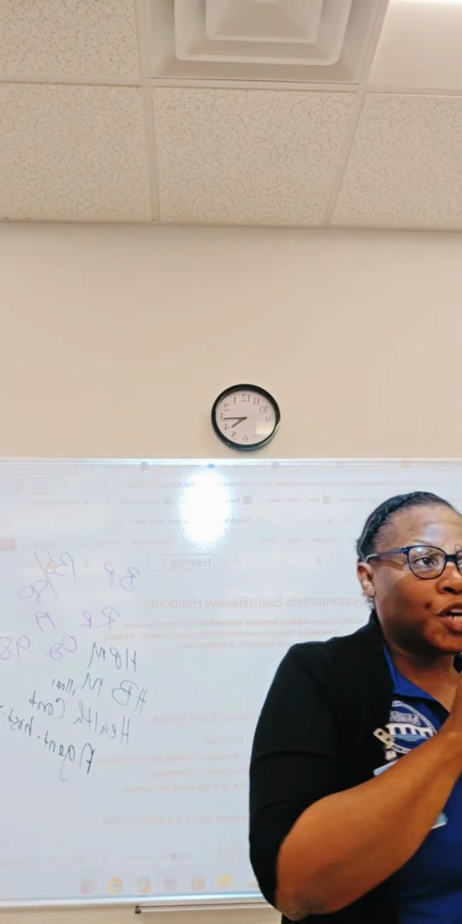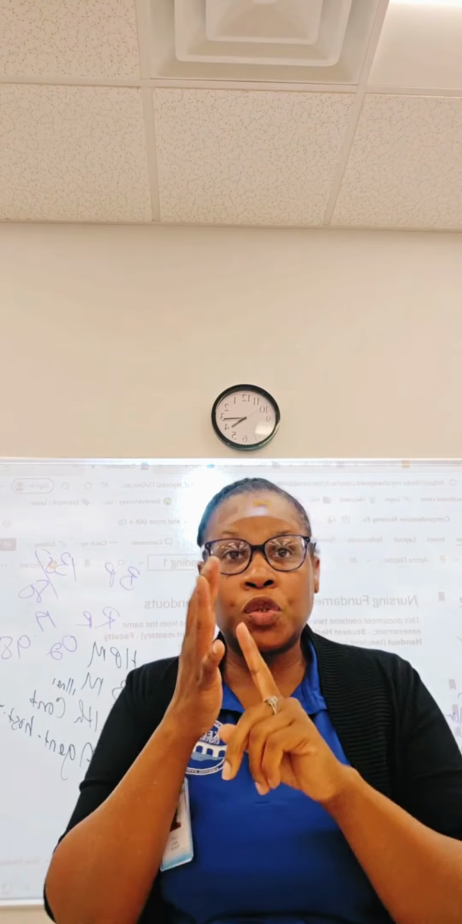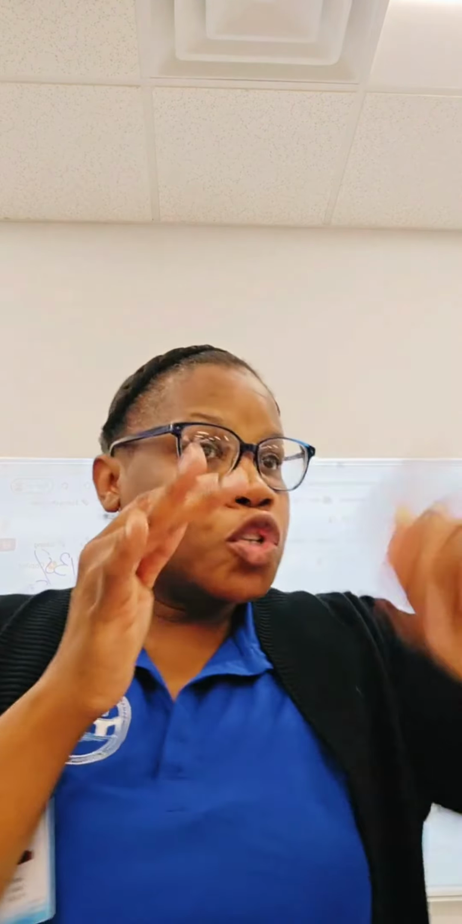Okay. Now, if I wrote something in the patient's chart and I made a mistake, what do I do? No scribble, no whiteout, no nothing. Simply one line and an initial and keep it moving. Don't be extra with it.